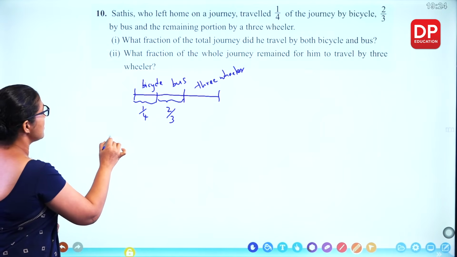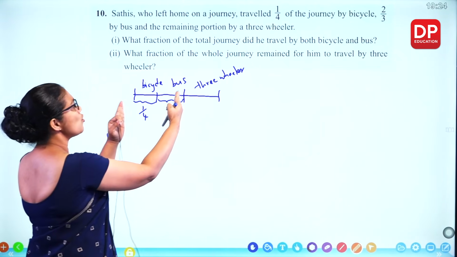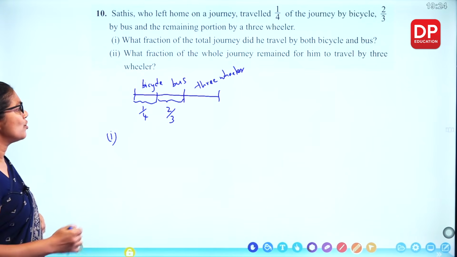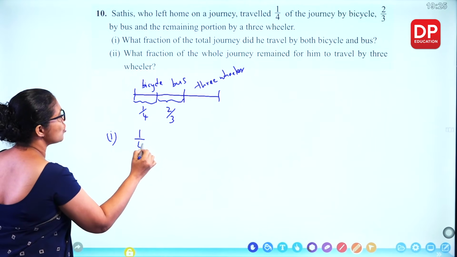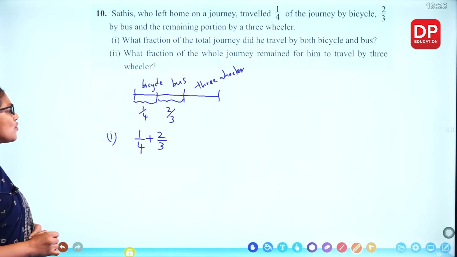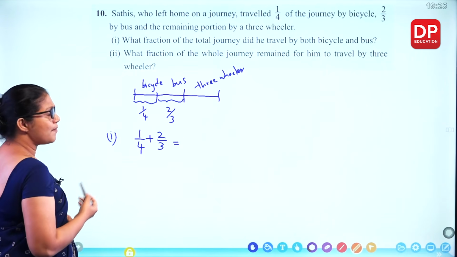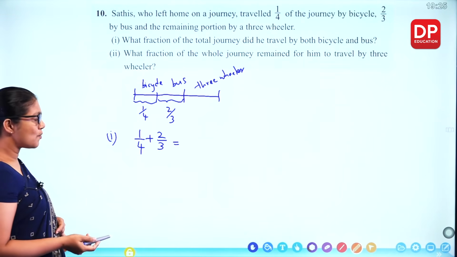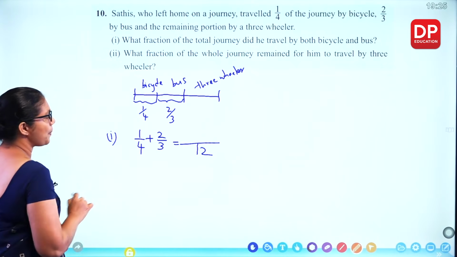So the first part, they ask, what fraction of the total journey did he travel by both bicycle and bus? That means total of these two. So how we can find out the total? That's fraction addition. So you are asked to find 1/4 plus 2/3. So convert to the same denominator. 4 and 3. What's the lowest common multiple? You can find that is 12.